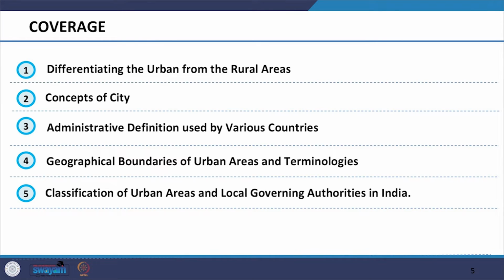Finally, we will cover the classification of urban areas and the local governing authorities in the Indian context in the section Classification of Urban Areas and Local Governing Authorities in India.